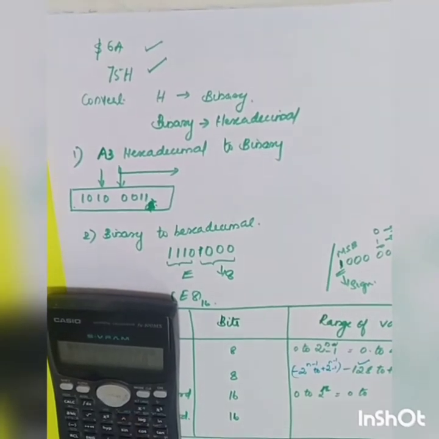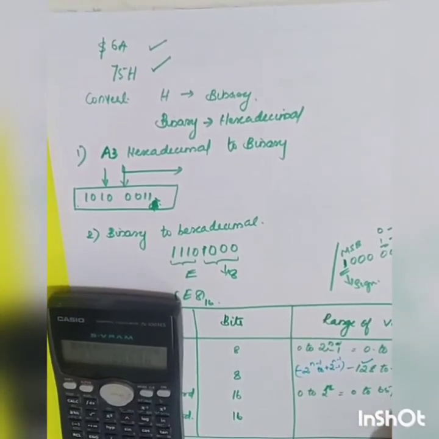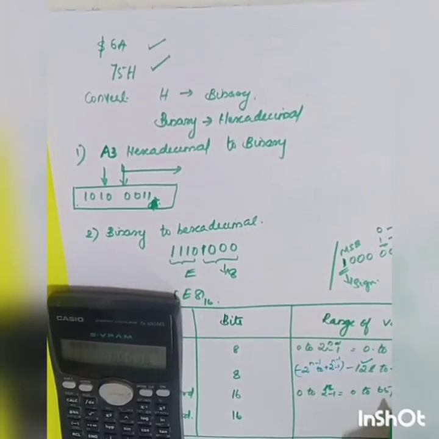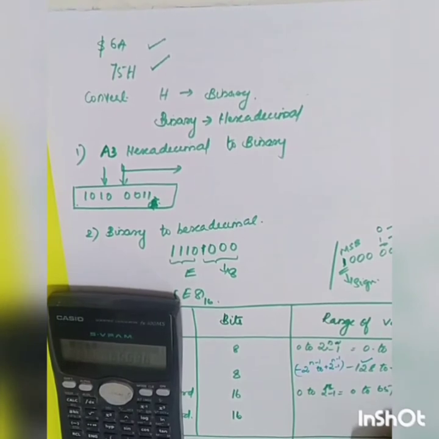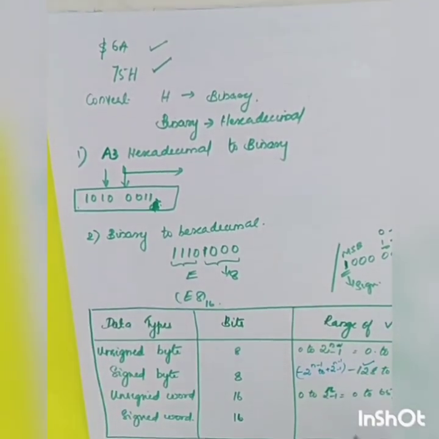2 power 16, which is equal to 65536, right? 2 power n minus 1. So 0 to 2 power n minus 1 is 0 to 65535. Okay, and the last one is your signed word.